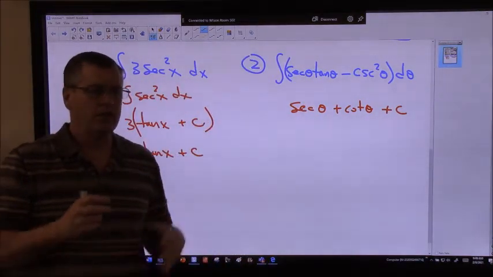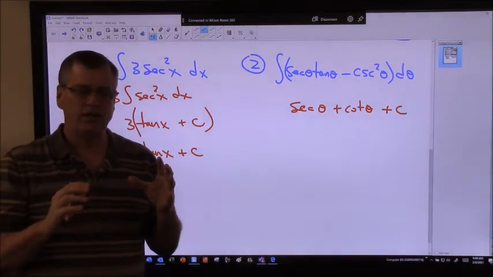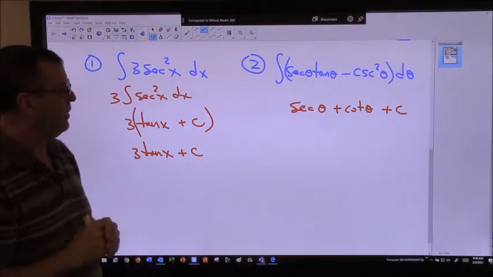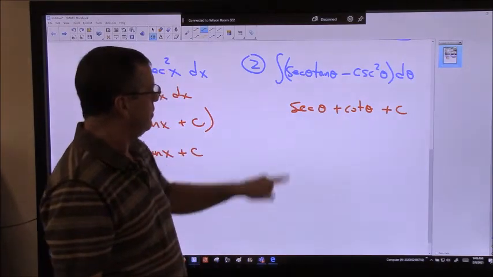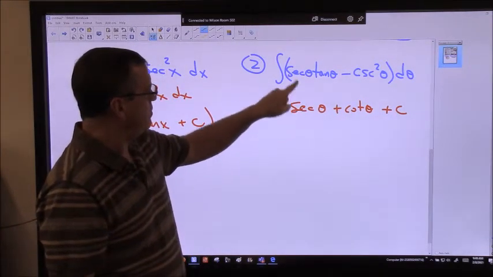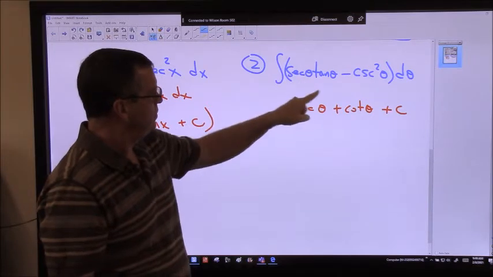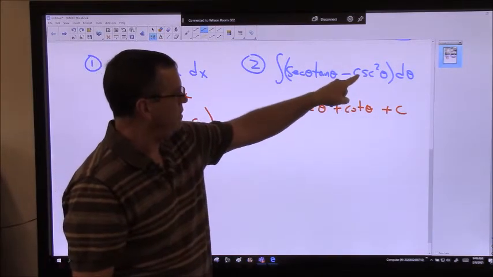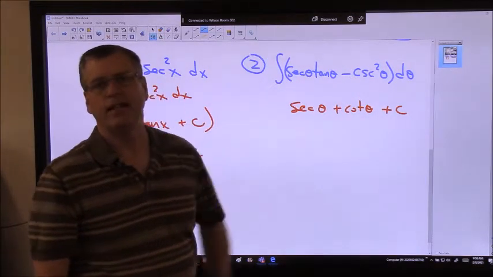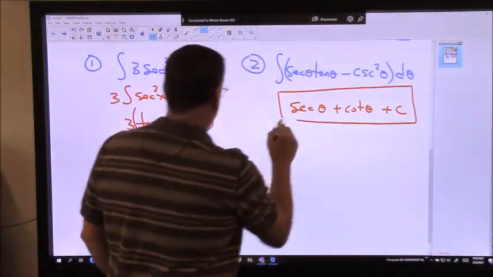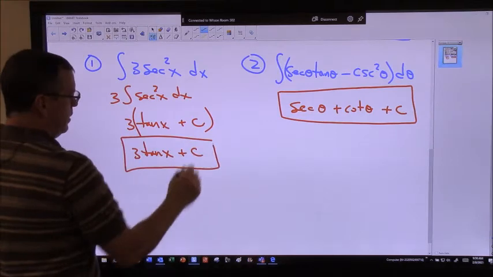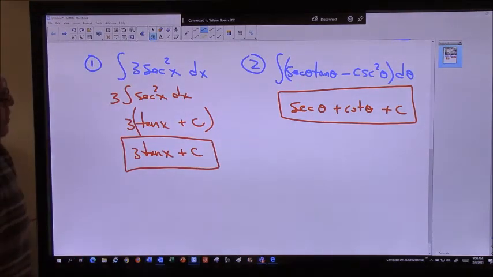Now, one thing that's really important with integrals, we talked about this yesterday, is if you want to know if you did things right, just take the derivative of what you see here. Derivative of a secant is a secant times a tangent. Derivative of a cotangent is a negative cosecant squared. I did it right. Okay? All right, so we'll see a few things today with some trig functions.